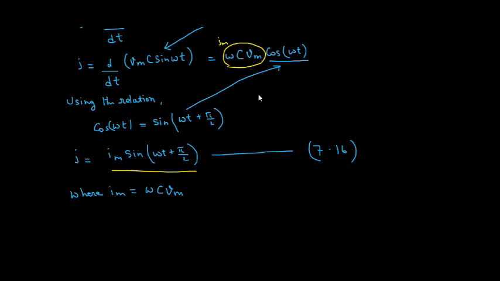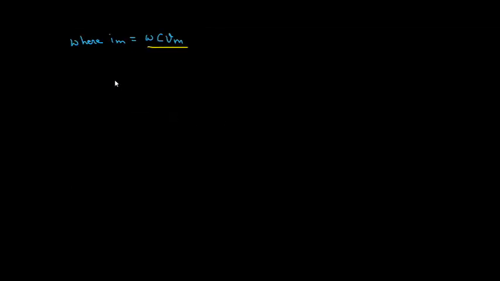Im sine omega t plus pi by 2, where Im is equal to Vm upon 1 upon omega c. Next, again we can rewrite the equation Im is equal to Vm upon 1 upon omega c. So the same equation we can rewrite as this.